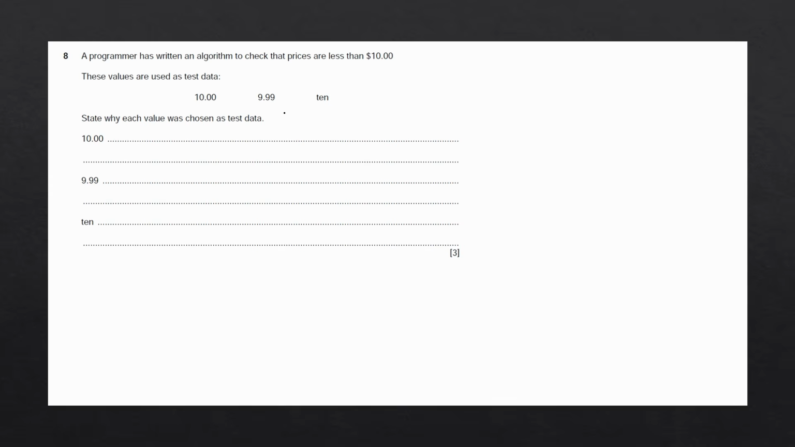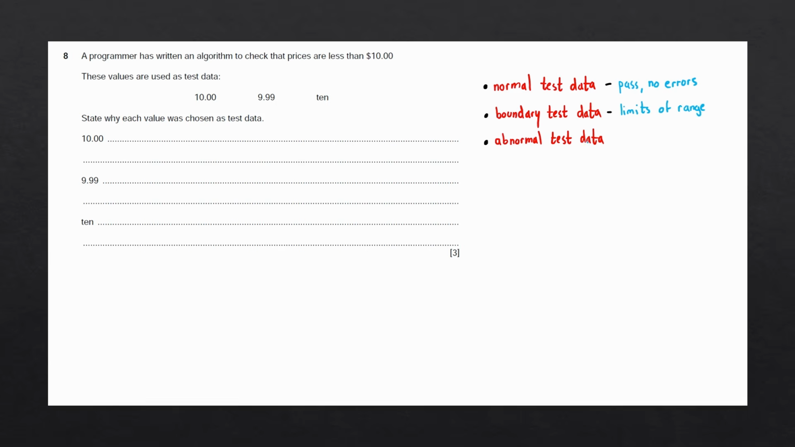When we are testing programs, we usually choose a set of test data comprising of normal test data, boundary test data, and abnormal test data. Normal test data is data that should pass the validation check with no errors. Boundary test data is data which is at the limit of our validation check, and will either pass or not pass based on the type of boundary test data. Abnormal test data is data that should always fail, and the program should reject this type of data.